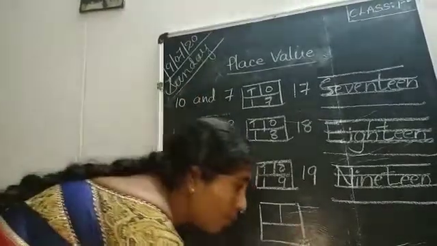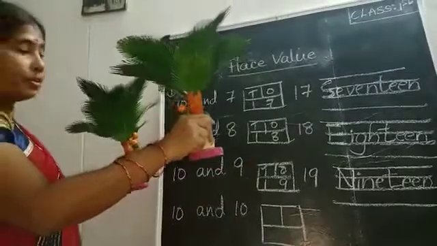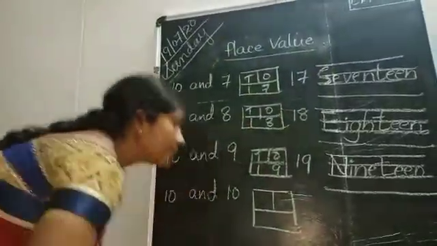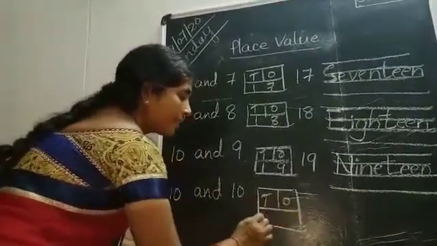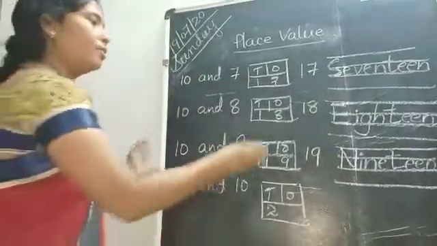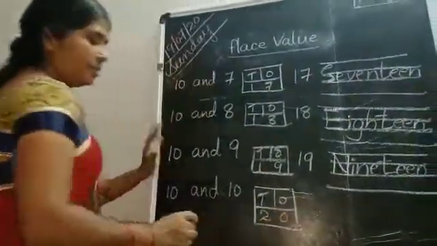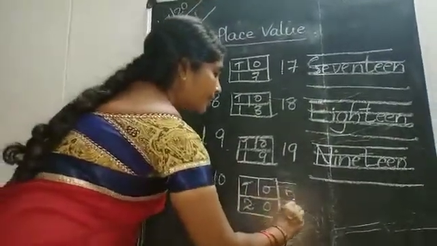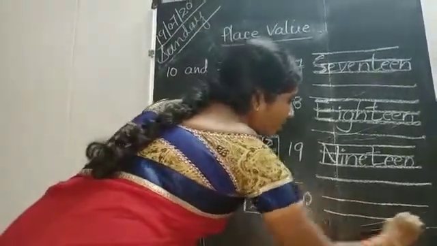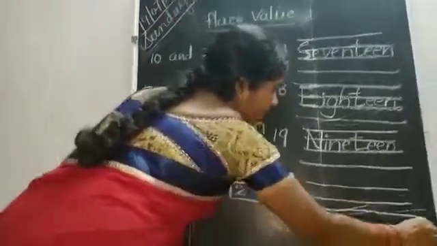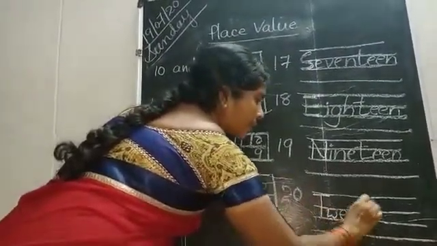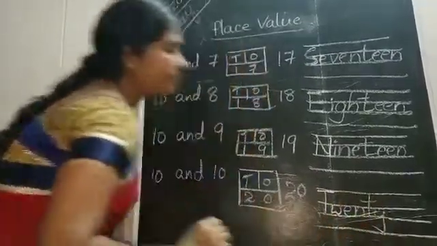Now see, now how many tens? 2 tens. And ones? See, there are no ones, so 0 in the ones place. So now we get 20. Now we write the number name. 20 spelling: TWENTY, 20.